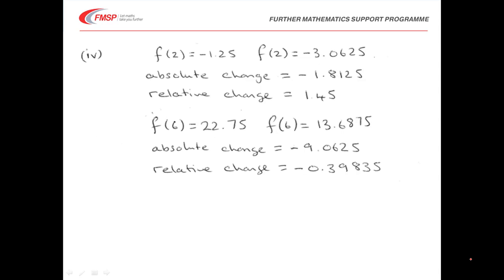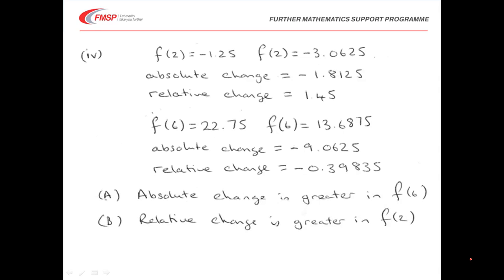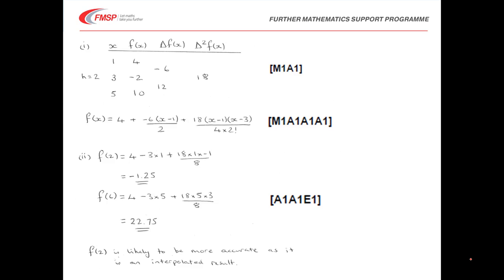I then do the same with the f6 values. So the absolute change is it's dropped by 9.0625, so it's negative 9.0625. The relative change, if I divide that by 22.75, the value I started at, I get negative 0.39835. And then, looking at the absolute changes, which was A, it's bigger for f6. And that's what they really want. It's only 2 marks, so there's 1 mark for doing that. And then looking at the relative change, it's bigger for f2. And that's really all they're going to want from those 2 marks.